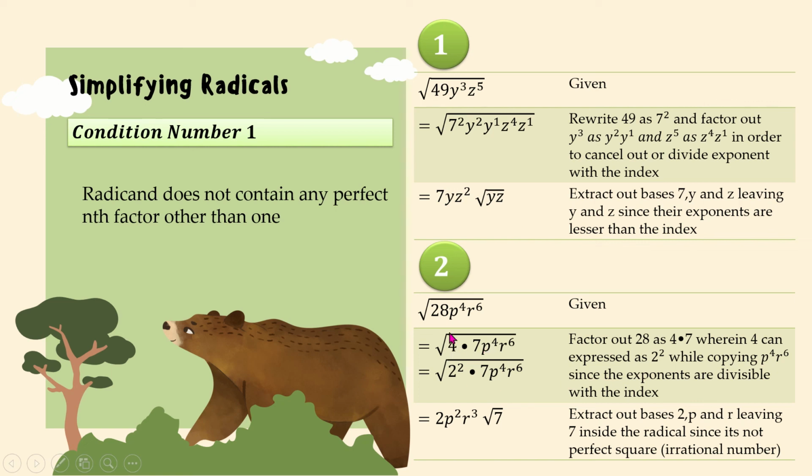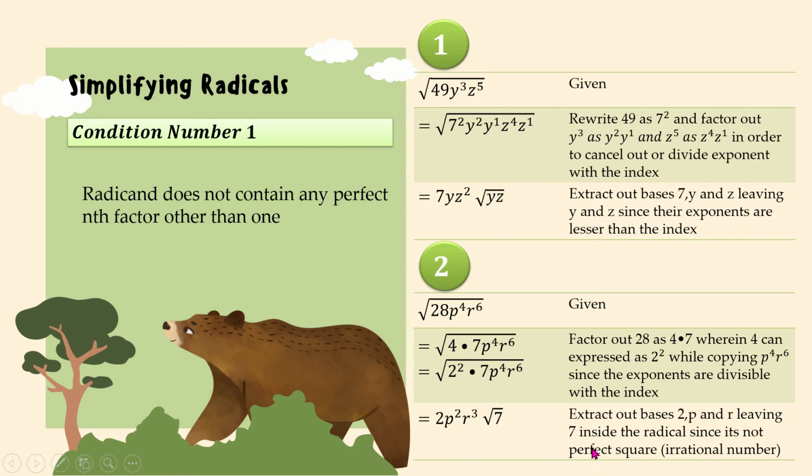So 4 times 7 is 28 no? Wherein ang 4 pwede mariritan as 2 square. Okay, atong index 2. 4 is a perfect square. It can be expressed as 2 square. Then, ang p exponent 4 o r exponent 6, divisible siya sa index imaginary 2. So, magawas ang 2, kaya cancel sa index o exponent ng 2. Then, ang p4, 4 divided by 2 is 2, munang p square. 6 divided by 2 is 3, munang r cube. Then, habilin, 7.